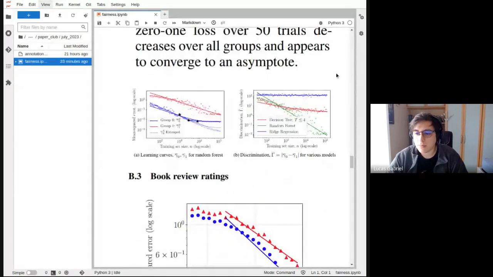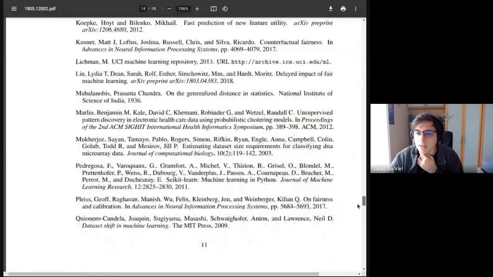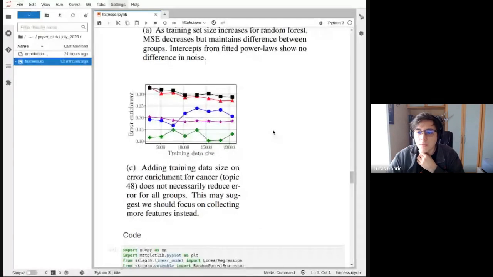And they even put another example, like here. Let me show you guys. This is in the appendix. They add this example here, from adding training data size on error enrichment for cancer, topic 48. And adding more data, I can lower the discrimination for some categories, but not for all the categories. For example, the blue ones, I think the blue ones are the Asians. What happens here is that when I add a portion of the data, I just get bigger and bigger discrimination for Asian people.